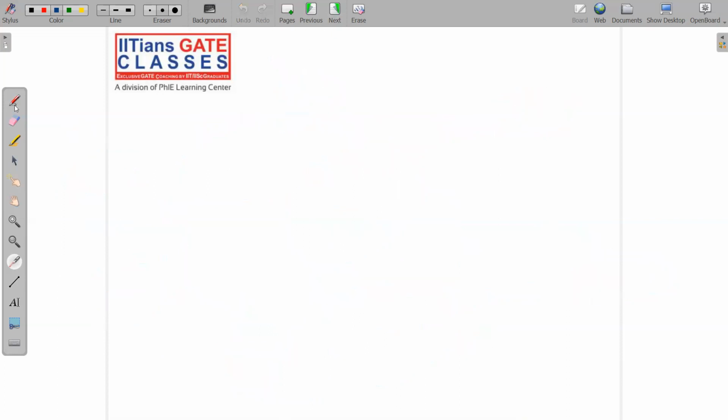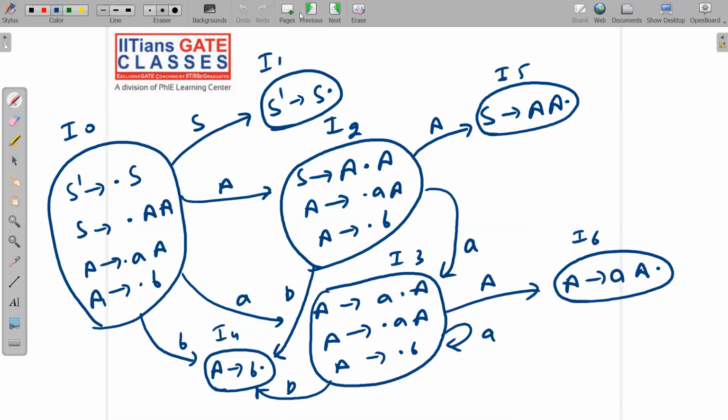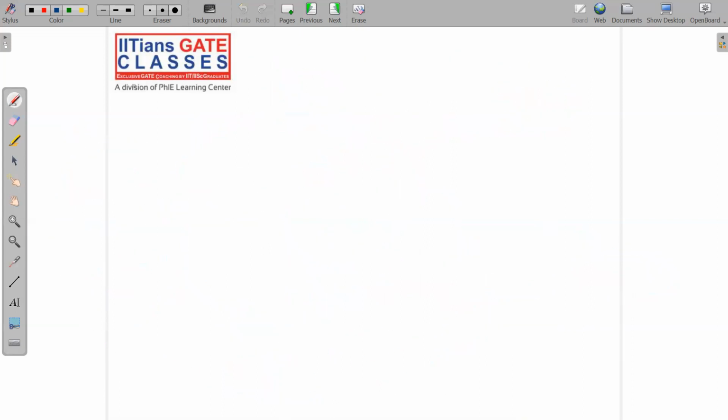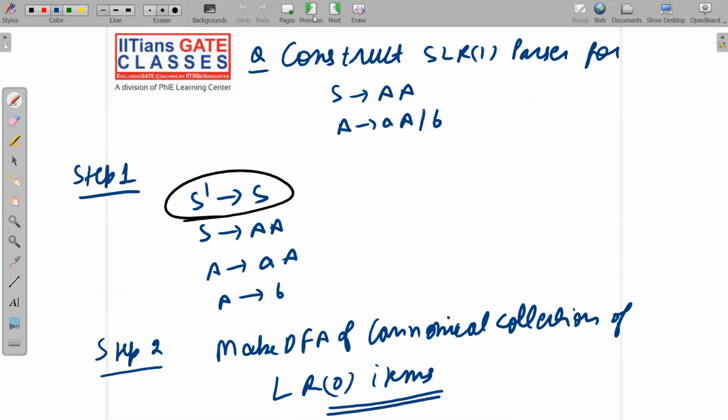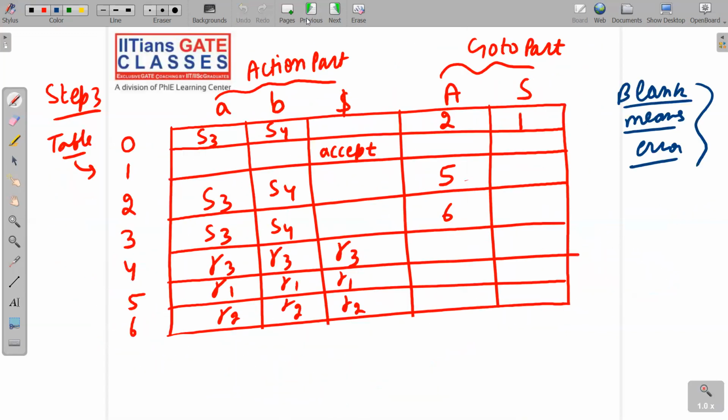Now we will start making the table. So step number 2 is over. Step number 3 will be table construction. In the table, same thing, we will write here state number. Should I copy it or should I make it again?